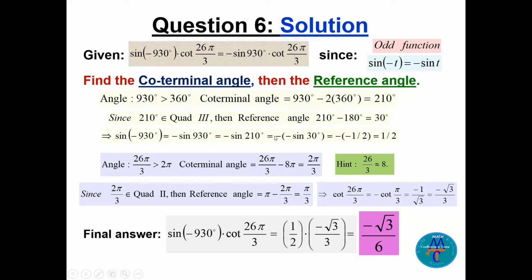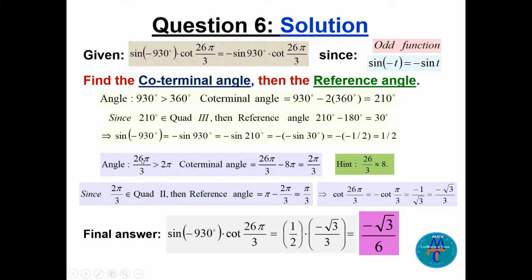Now we leave this minus inside. Sine of 210 will be in quadrant 3, so it's a minus. So we put another minus from quadrant 3, and sine of the reference angle, sine of 30. So minus and minus becomes plus. Sine of 30 will be half.